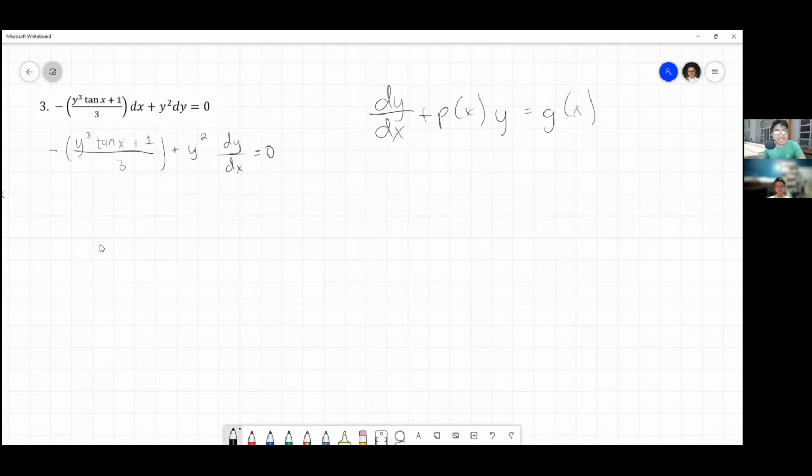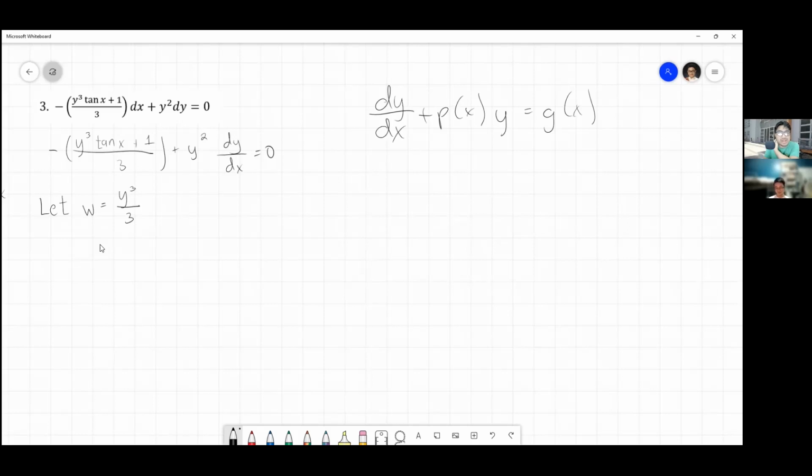Ang gagawin natin is substitution again. Let me use w na lang para dun sa variable na yon. So, ano ba yung mga magandang pwede natin gawin dito? Pinaka naisip ko ay y cubed over 3. Bakit y cubed over 3? Para ito, ilipat ko agad dito, magiging w lang siya, yung part na yan. Tapos, plus 1/3 lang dito.